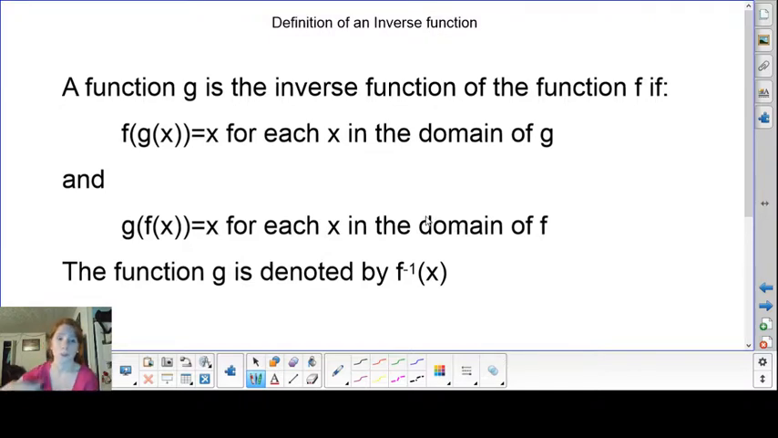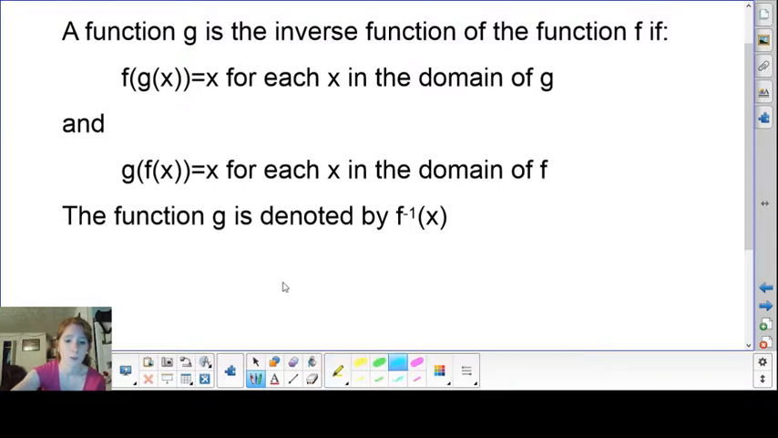So this is building off of yesterday's idea of function composition. They're inverses if the composition will give me x each time. So if I take g and plug it into f and I get x, and vice versa, if I take f and plug it into g, I should get x for each one.